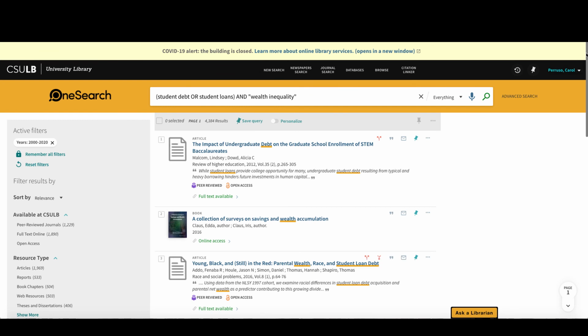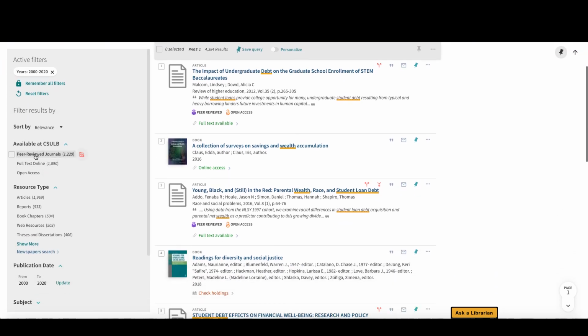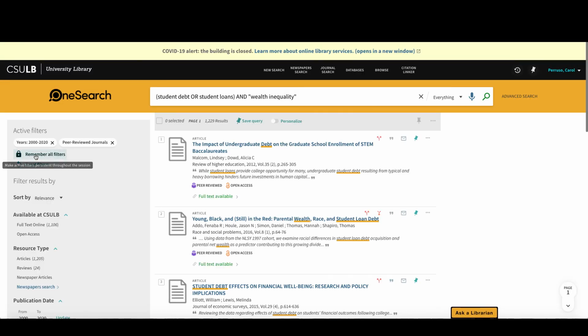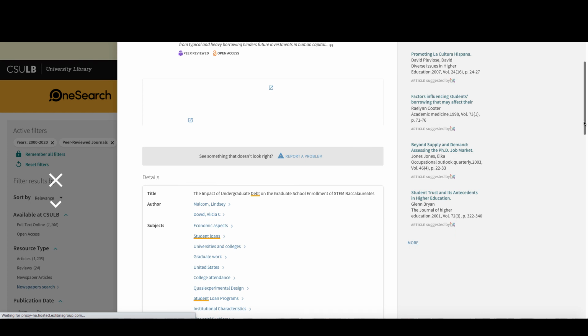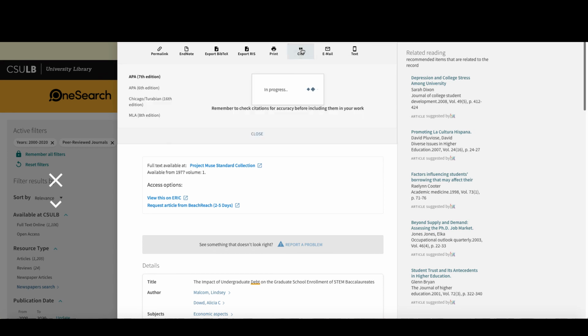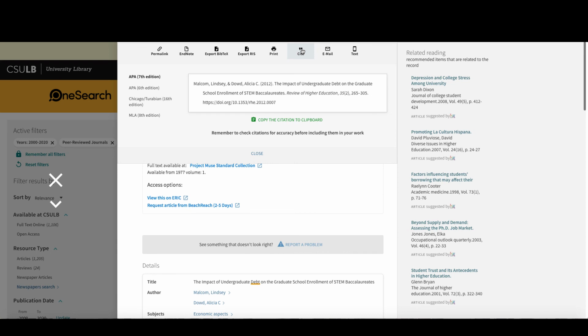And next I'm going to look for scholarly peer-reviewed journal articles. And that reduces it to 1,229 articles. Okay, so here, full text available. If you click on that, it's going to tell you where the full text is within the library system. It's in a database called Project Muse. You can also get an APA citation. It's a computer-generated citation, so you have to be very careful about things like capitalization. And as you can see here, this is not accurate, but it's at least something to start with.